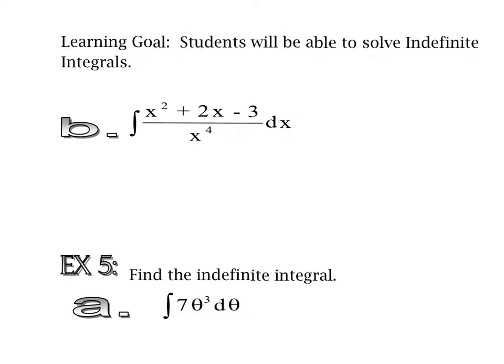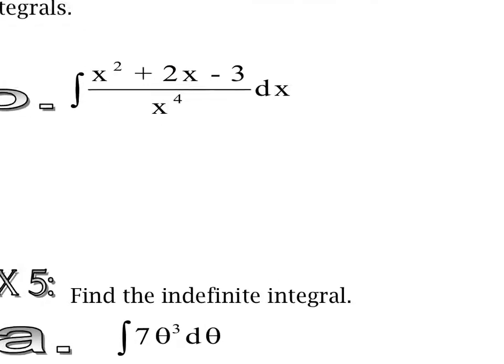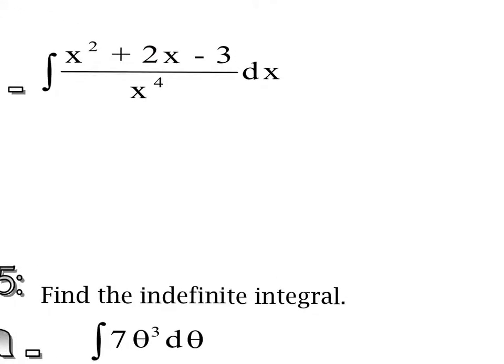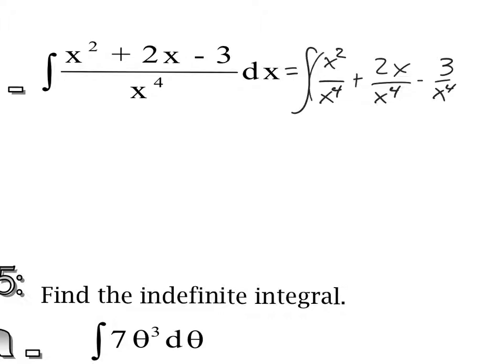Okay, I'm going to start you off on this one, but again, you want to try and write it so that you don't have a quotient. We don't want a quotient. We don't know a quotient rule for antiderivatives yet, so we want it written as though there is no quotient. So what you can do is you can think of this as the integral of x squared over x to the 4th plus 2x over x to the 4th minus 3 over x to the 4th. Let's put that all in parentheses, put dx.